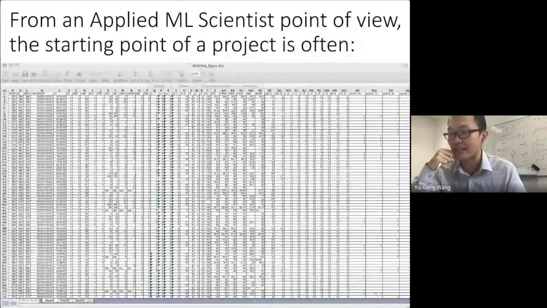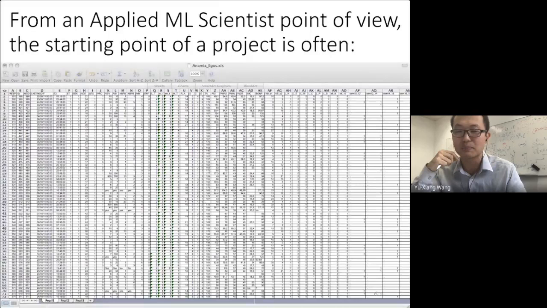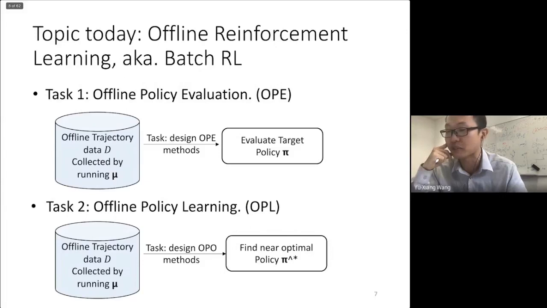Maybe it is just difficult to push the project through unless you can show some evidence that, based on the existing data, you are already able to learn something meaningful. So that brings us to the topic today, which is offline reinforcement learning, also known as batch reinforcement learning. The setting is that you have a bunch of trajectory data that's collected by running a so-called logging policy, which we call mu.